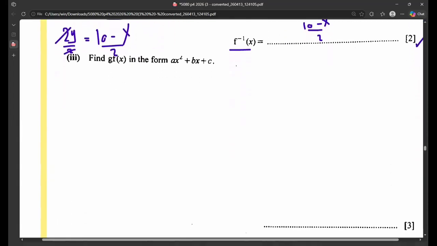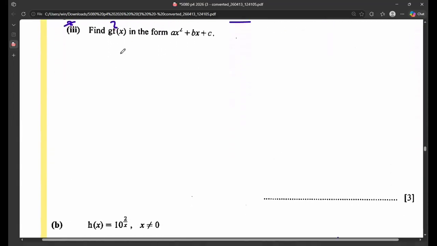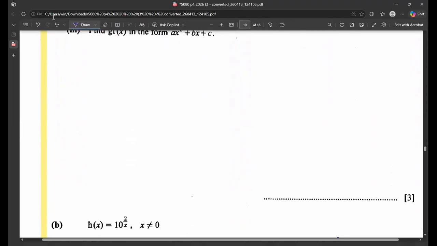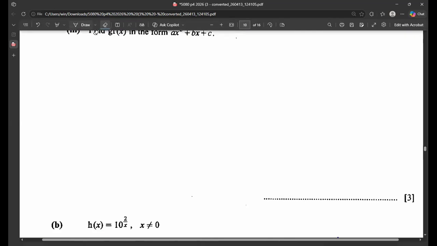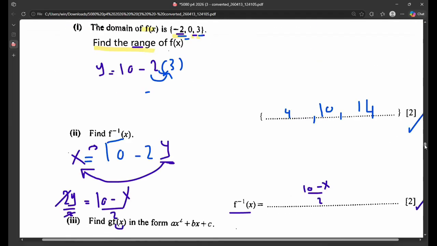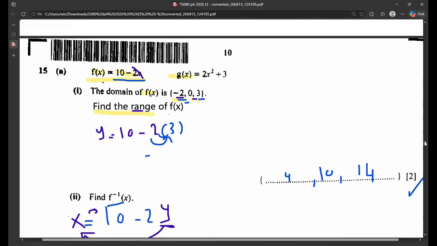Sometimes I think it's so easy, but maybe the students haven't had enough practice on this easiest part. Okay, here is normal f of x. So we started from f of x here. So we put the f inside the g.